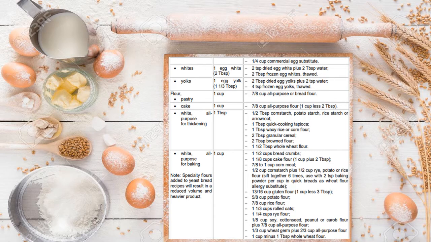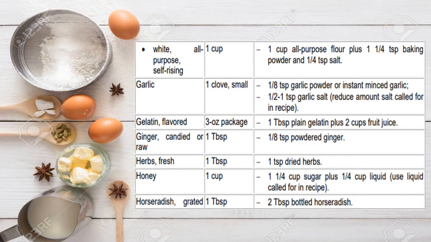5/8 cup potato flour, 7/8 cup rice flour, 1 1/3 cups rolled oats, 1 1/4 cups rye flour, 1/8 cup soy, cottonseed, peanut or carob flour plus 7/8 cup all-purpose flour, 1/3 cup wheat germ plus 2/3 cup all-purpose flour, or 1 cup minus 1 tablespoon whole wheat flour. Note: specialty flours added to yeast bread recipes will result in a reduced volume and heavier product. White all-purpose self-raising, 1 cup: 1 cup all-purpose flour plus 1 1/4 tablespoons baking powder and 1/4 tablespoon salt.